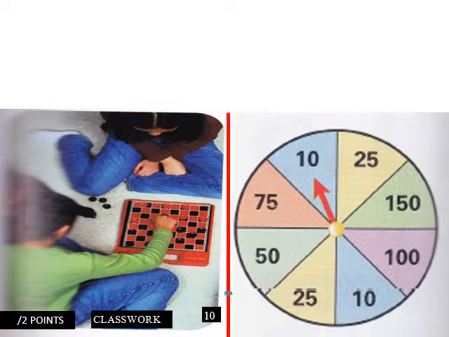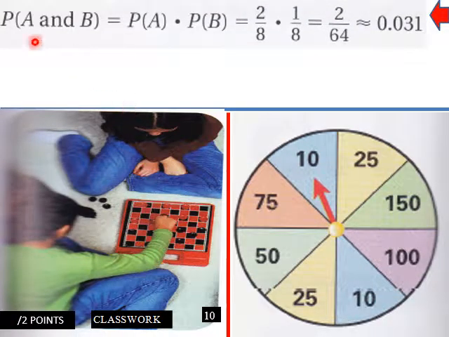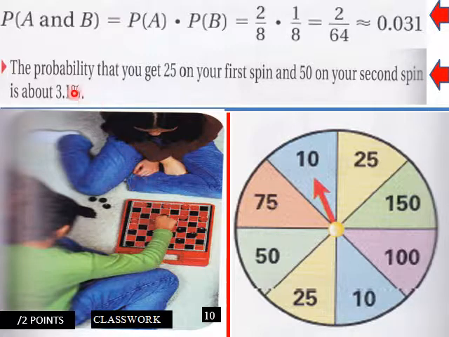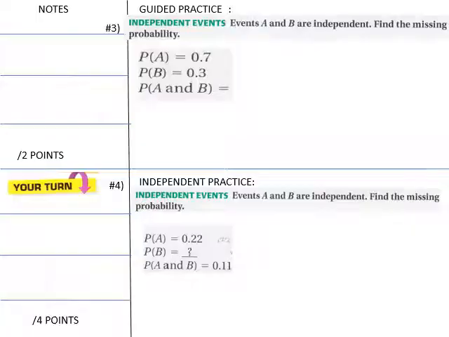So how would we calculate that situation? Probability A and B would be probability of A, 2 out of 8, times probability B, 1 out of 8, which is 2 over 64, or 0.031. The probability that you get 25 on your first spin and 50 on your second would be about 3.1%.